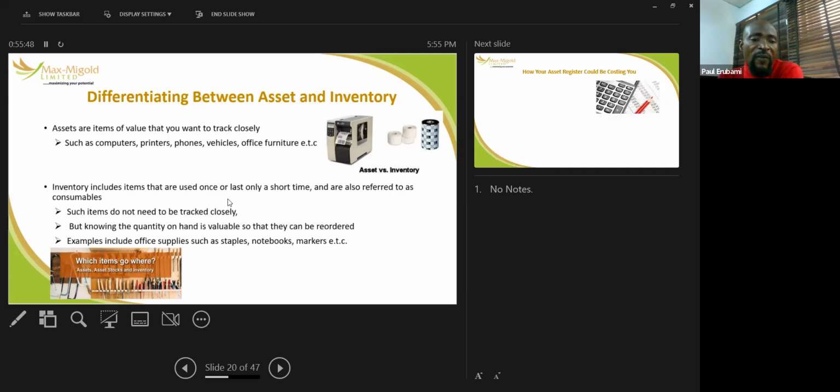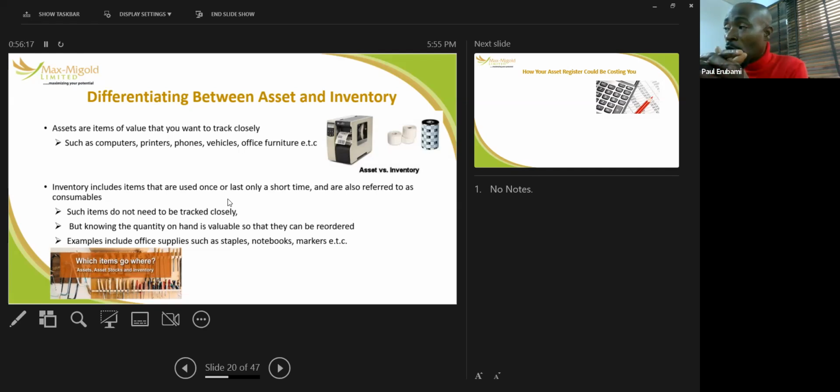Inventory. Inventory includes items which have a short-term lifespan, which is less than 1 year. These are more or less like your consumables. Inventory includes items that are used once or last only a short time, and are also referred to as what? Consumables. Stores do not need to be tracked closely. You don't need to waste energy or resources on tracking them. But the only reason why you need to keep an eye on them is for what? For reordering purposes.